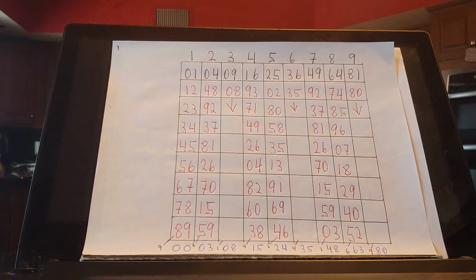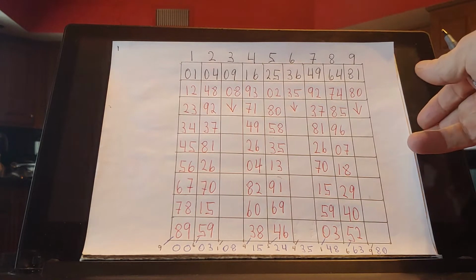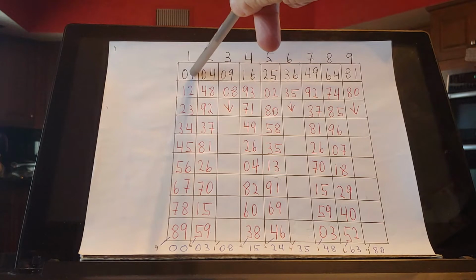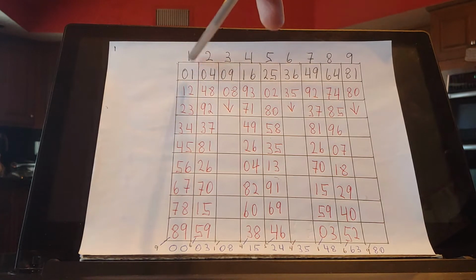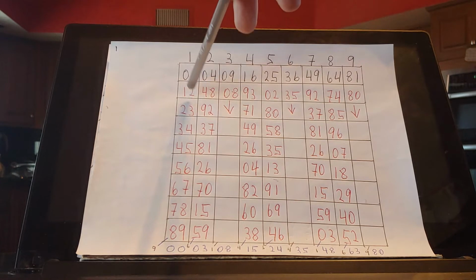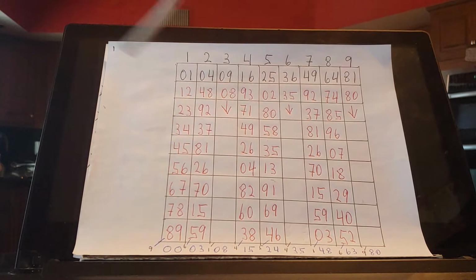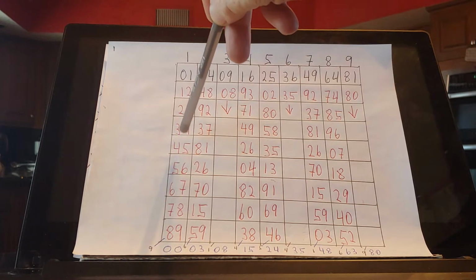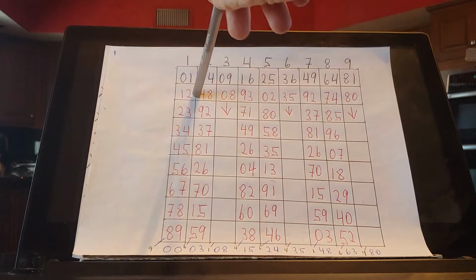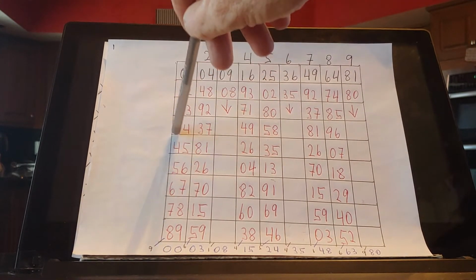Okay, so we're going to go ahead and square the 1 numbers, and then we're going to do the 369 numbers, and that'll be 4 of the 9, and you'll see how easy it is. So 1 squared is 1, 11 squared is 121, 111 squared is 12321, 1111 squared is 1234321. 11111 squared is 123454321. 111111 squared is 12345654321.